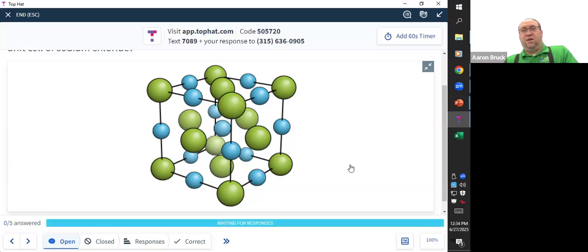Yeah, it's face centered. I can see I've got a chlorine on each corner, and then I've got a chlorine in between each face. So how many chlorides are in this structure? If it's face centered, 4.